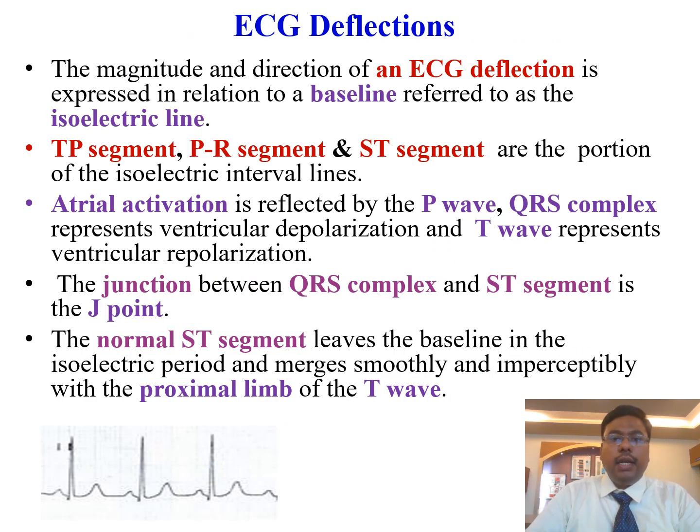The magnitude and direction of an ECG reflection is expressed in relation to a baseline referred to as the isoelectric line. TP segment, PR segment, and ST segment are the portions of the isoelectric interval lines. Atrial activation is reflected by the P wave. QRS complex represents ventricular depolarization and T wave represents ventricular repolarization. The junction between the QRS complex and ST segment is the J point. The normal ST segment leaves the baseline in the isoelectric period and merges smoothly with the proximal limb of the T wave.